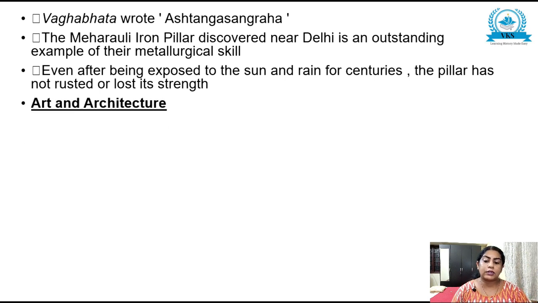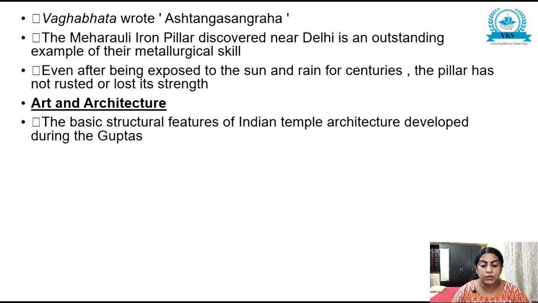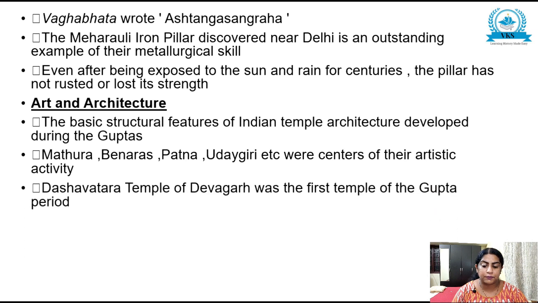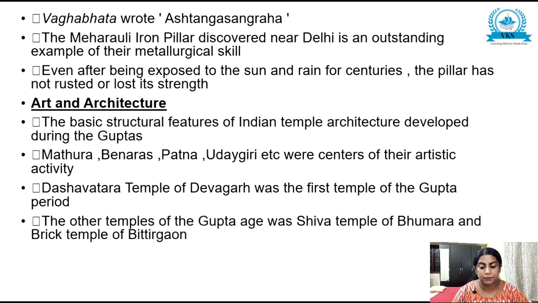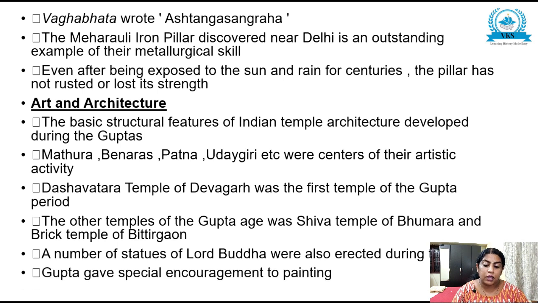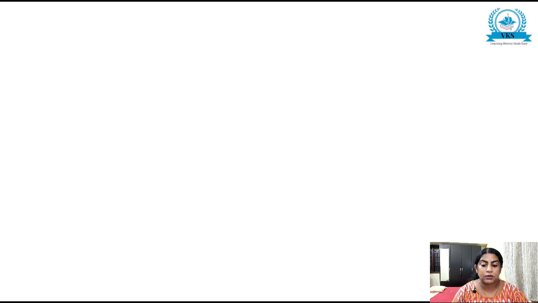Now art and architecture. The basic structural features of Indian temple architecture developed during this period. Mathura, Banaras, Patna, etc. were centers of artistic activity. The Dashavatara temple of Deogarh was the first temple of the Gupta period. The other temples of this age were the Shiva temple of Bhumara and the brick temple of Bhitargaon. A number of statues of Lord Buddha were also erected during this time. And the Gupta age gave special encouragement to painting also.